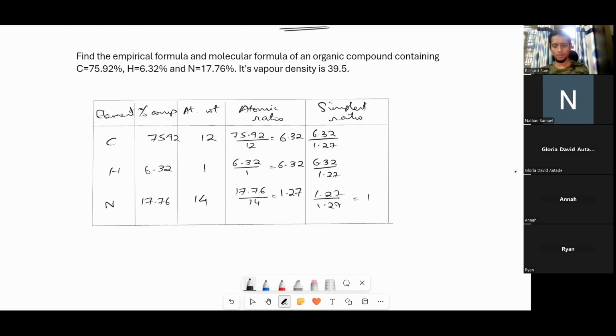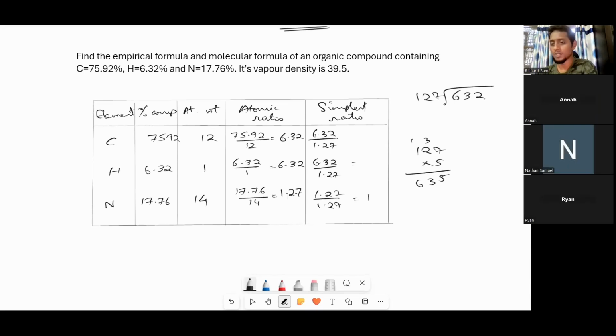So that's one. What about these? So that is 6.32 divided by 1.27. Okay, so 127 into 5. 5 sevens are 35, 5 twos are 10, and so on. See, it's coming close to this. We don't need to go to decimal levels, we just need to get close to 632. And 127 into 5 is coming 635.